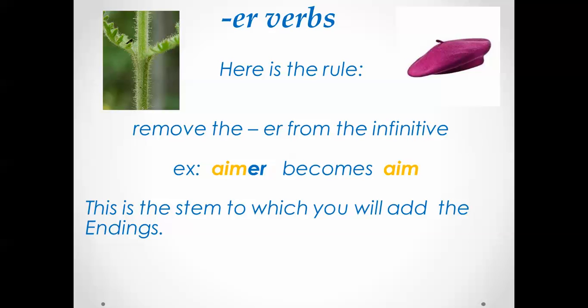Here's the rule. First thing you're going to do is remove the ER from the infinitive. This is the infinitive aimer. Aimer means to like or to love. Take off this ER, and whatever's left right now is the word aim, or as we would say it in French, am. This is the stem to which you're going to add the regular ER verb endings.